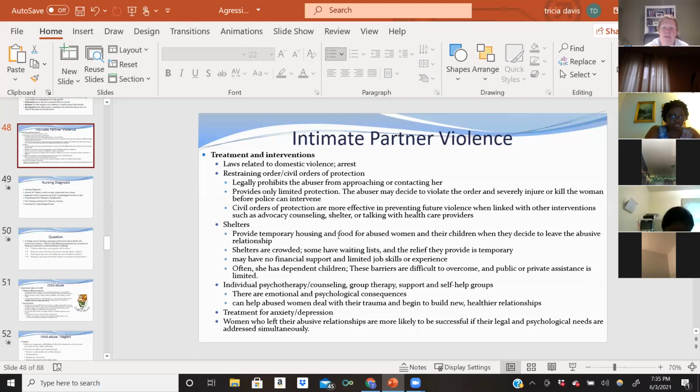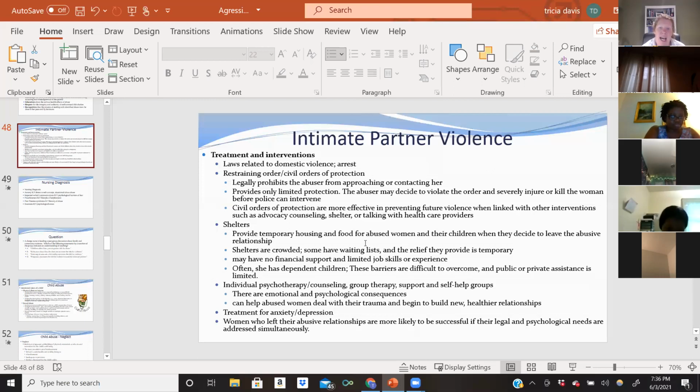Shelters can provide temporary housing and food for abused women and their children when they decide to leave abusive relationships. But the downside is that they're overcrowded. There are not a lot of resources. Some of them don't have any availability. There are long waiting lists. And even if they do get in, it's temporary because the need is so great that people can only stay for a certain amount of time.